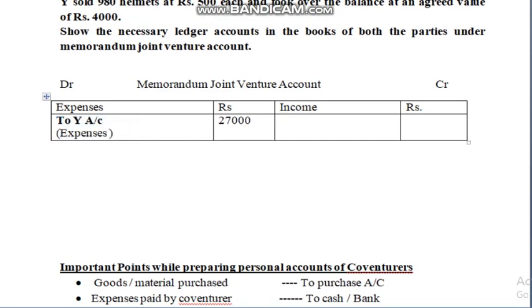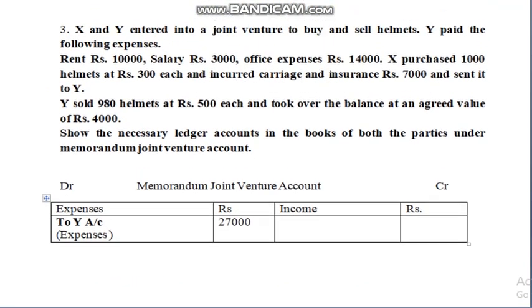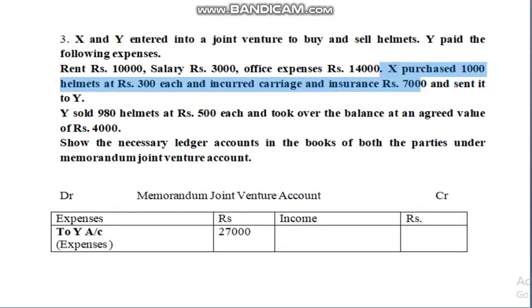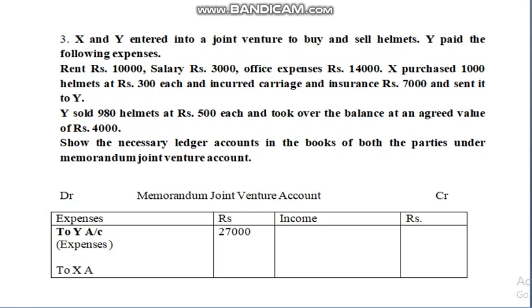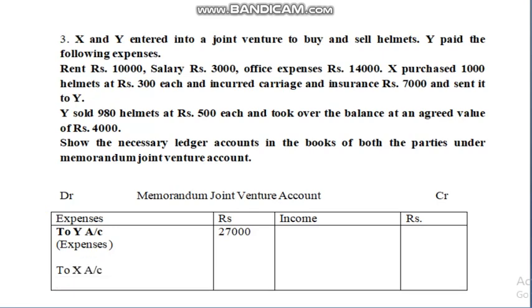Now move on to the second transaction. What's the second transaction? X purchased 1,000 helmets at rupees 300 each, and the price of these helmets was paid by X. So on the expenditure side, to X account, under that helmets. How much? 1,000 helmets multiplied by 300 each. So it will cost rupees 3 lakh.